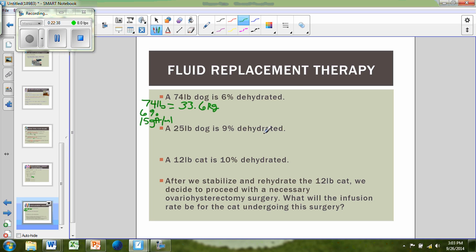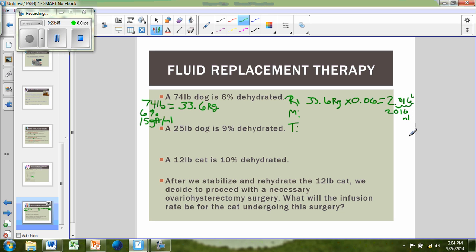So now we're ready to start our problem. Remember that we need to figure out R for replaced, M for maintenance, and T for total. For replaced fluids, how do we find the amount of fluids that need to be replaced in this animal? We take their weight in kilograms and multiply it by the percent dehydration, which is 0.06. Our answer for this is going to be 2.016 liters. Remember, this is in liters. Now to change this to mLs, which is what we have to do, we multiply by 1,000, or move our decimal point 3 places to the right.